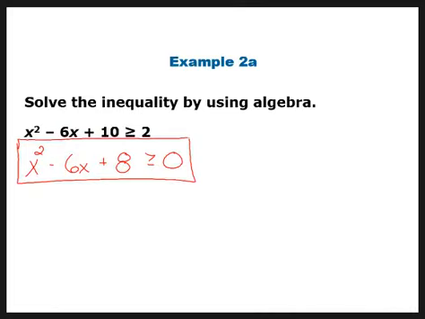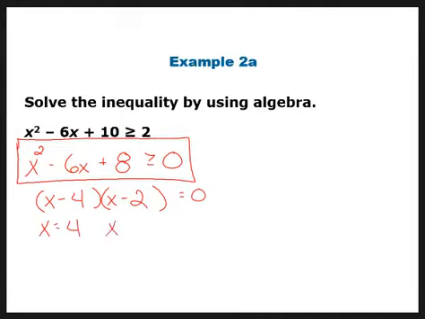All right, but I'm going to factor this, and I'm going to get x minus 4, x minus 2, and like we said before, for right now I'm just going to set it equal to 0 to find those critical values. So if we set each of these equal to 0, we get x equals 4 and x equals 2. Those are my critical values. Again, they are not my solutions. So I'm going to take my number line, and I'm going to put 2 on here, and I'm going to put 4 on here.